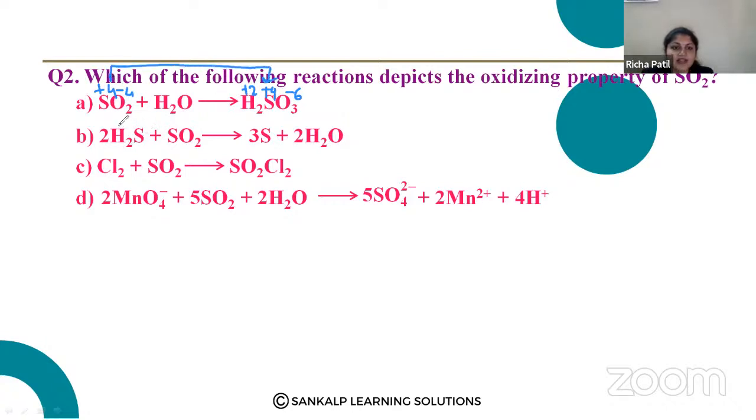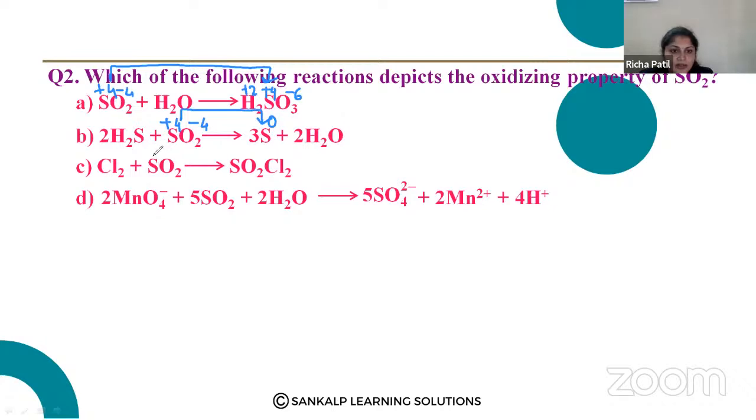Then next H2S. So this will be +2. Okay, this will be -2. So you have to see for SO2. So this is -4. Each oxygen is -2 into 2 will be -4. This will be +4. Then here sulfide is 0. So here it will happen. What will happen? Just see here. So there is a change in oxidation number, right?